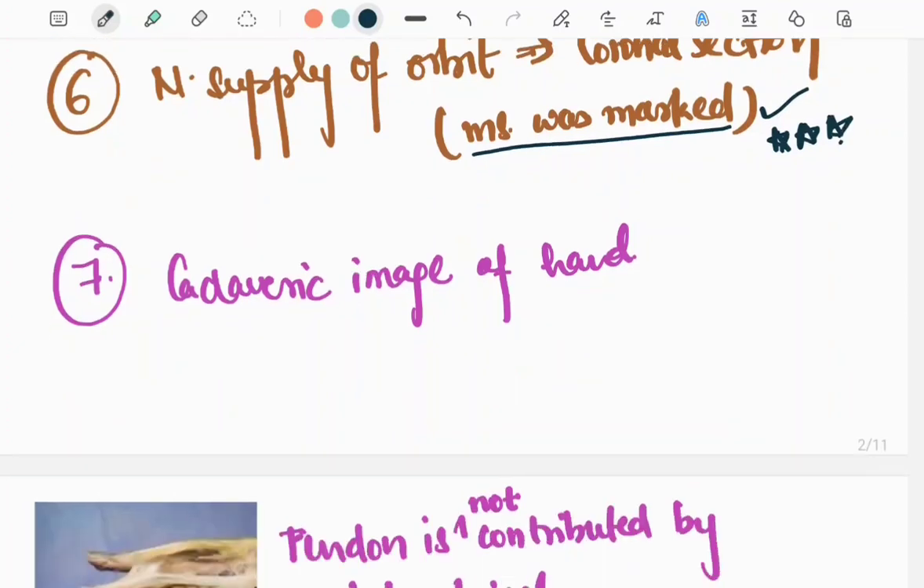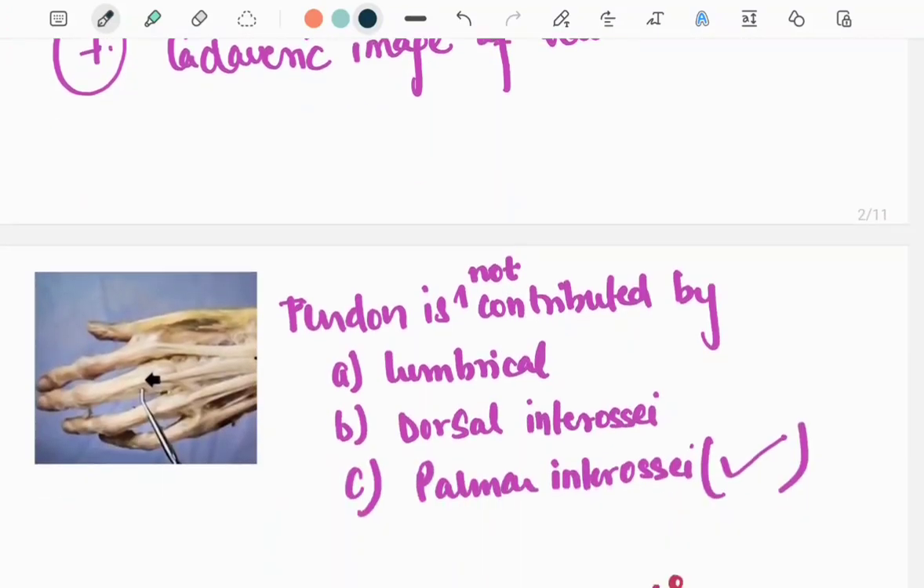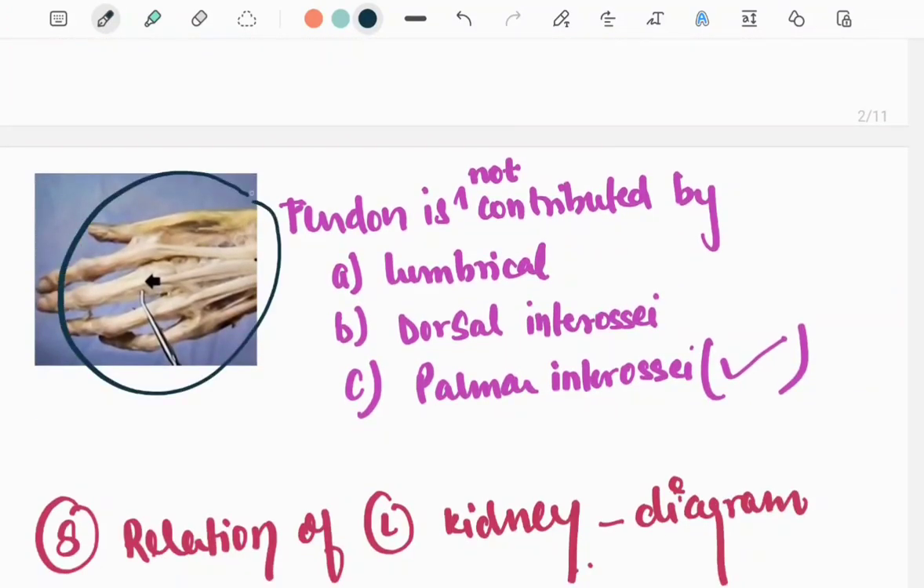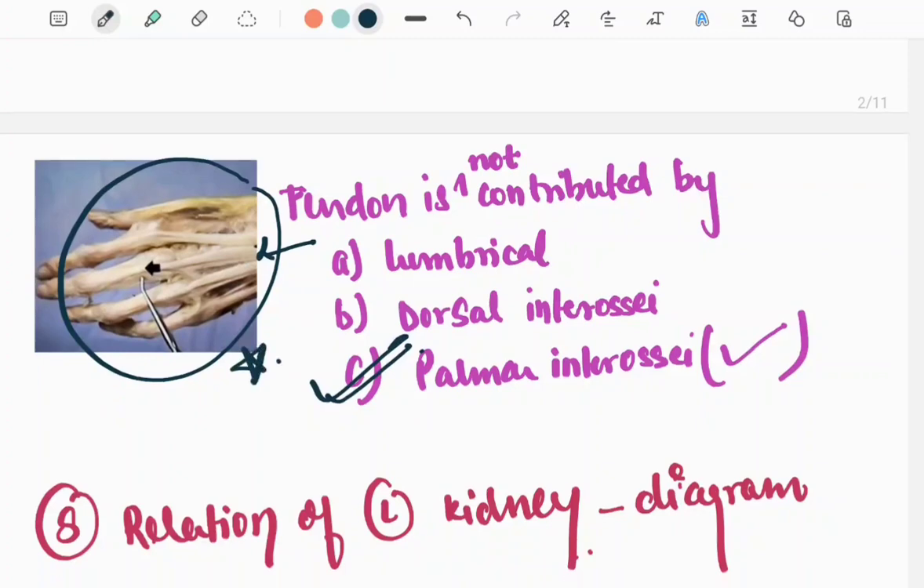Then a cadaveric image of hand was given, and the question was which tendon does not contribute to its formation. Like this is the extensor digitorum. So palmar interosseous doesn't contribute to it. So the cadaveric images related to hand are also very important.